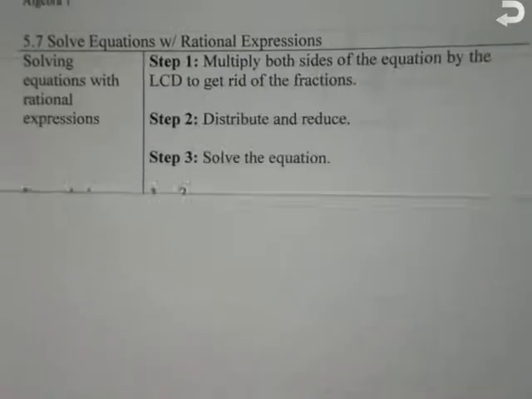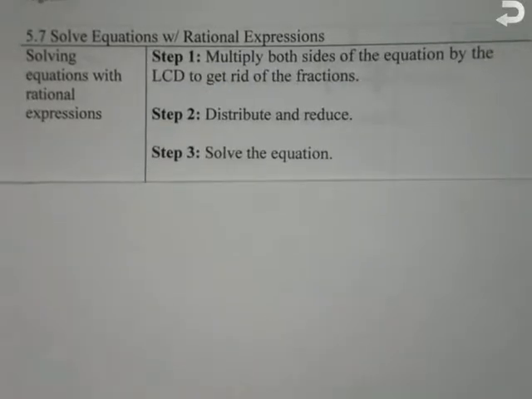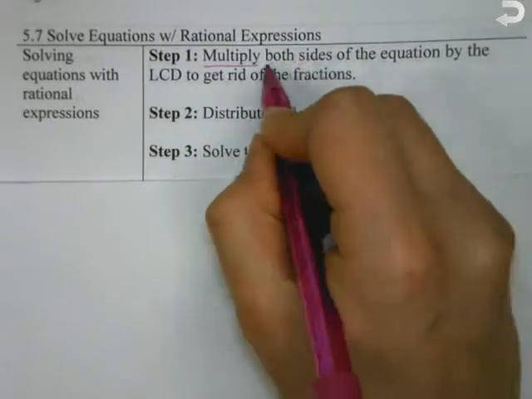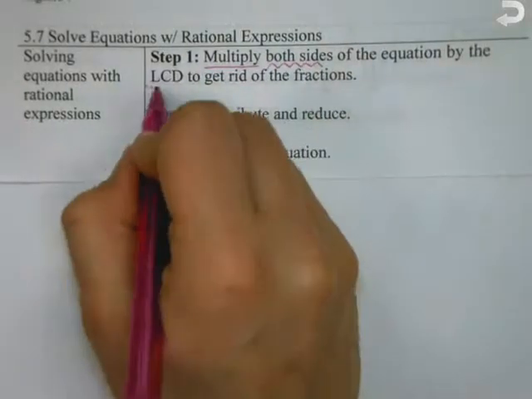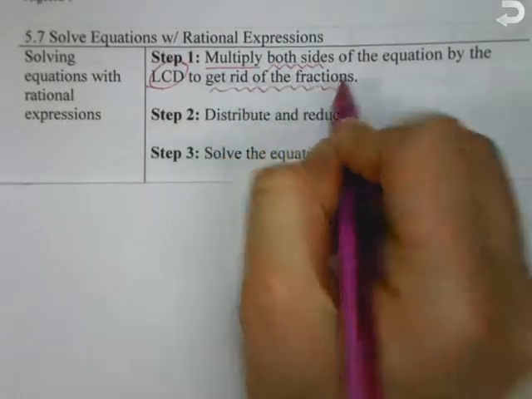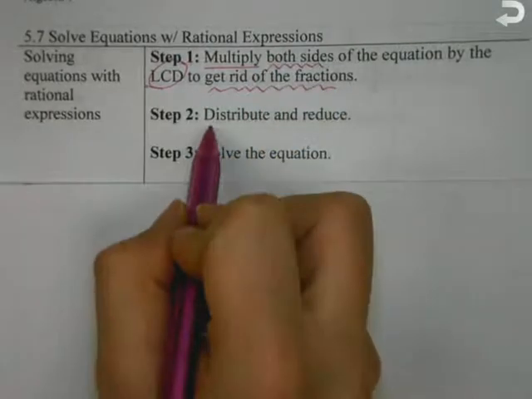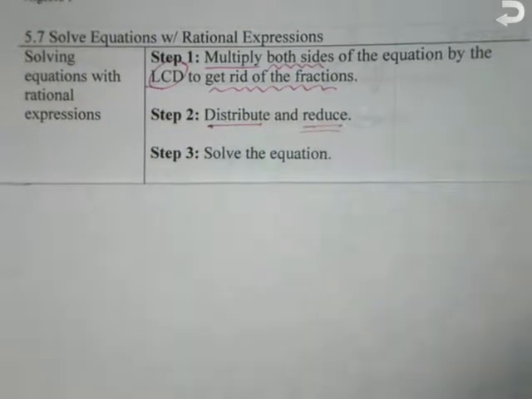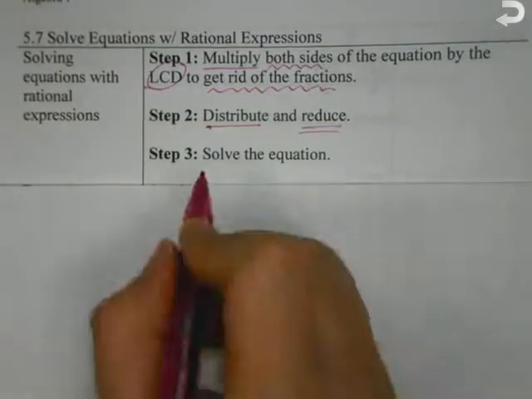So we have a couple steps. First, you want to multiply both sides of the equation. So you want to make sure you multiply both sides by the LCD. And the whole goal of that is to get rid of the fractions. Since we're multiplying both sides, you will distribute and reduce if you can, and then solve like normal.